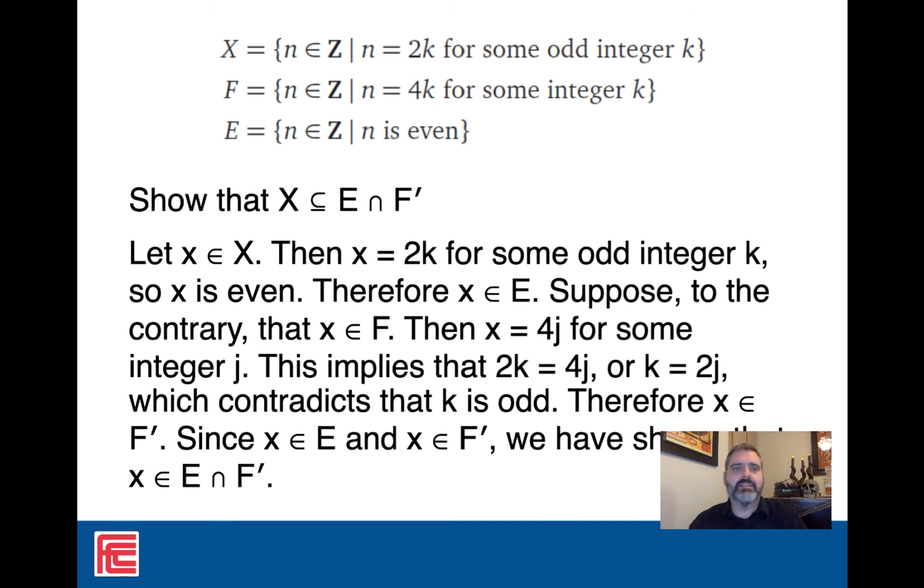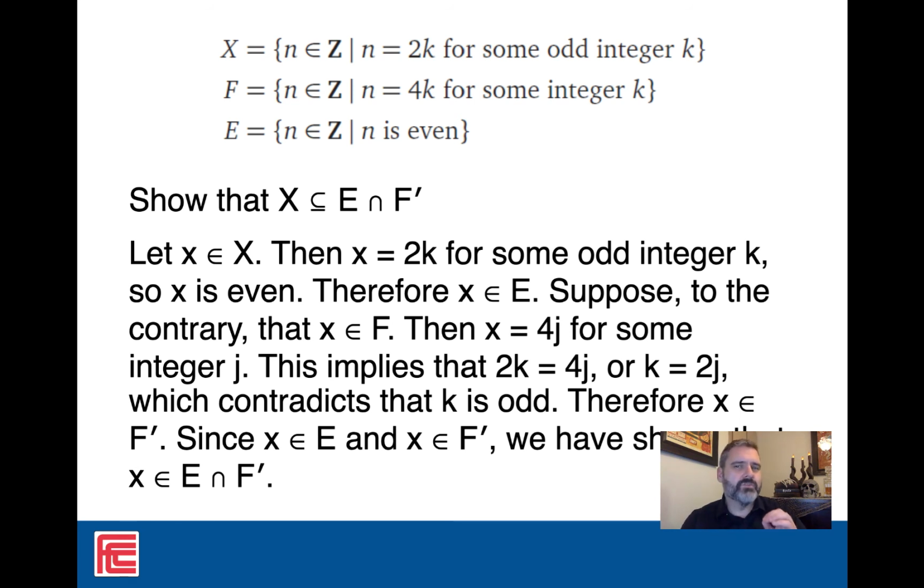So if we assume that x is an element of X, we can say that x equals 2k for some odd integer k. We are assuming this to be true. That's how you generally do these proofs. And so x is even, because it can be written in the form of 2k. So therefore, we know that x is already an element of E. It's even.